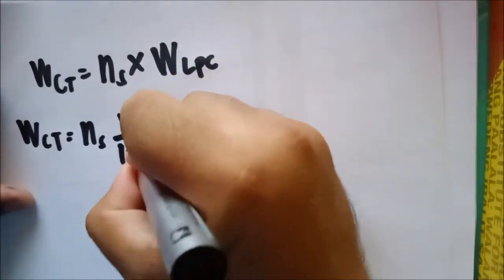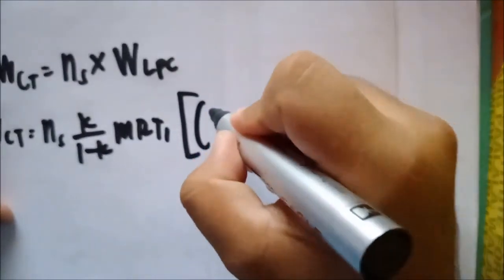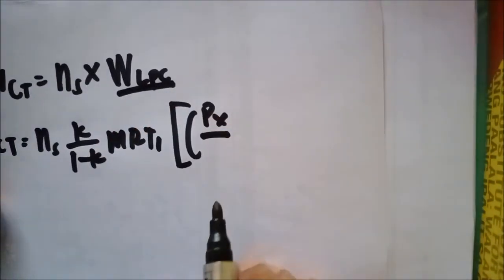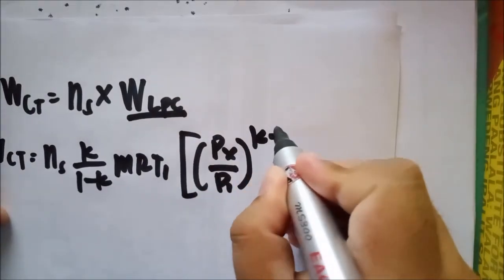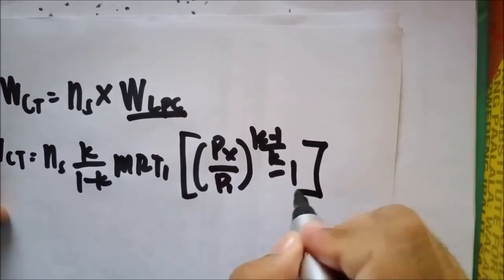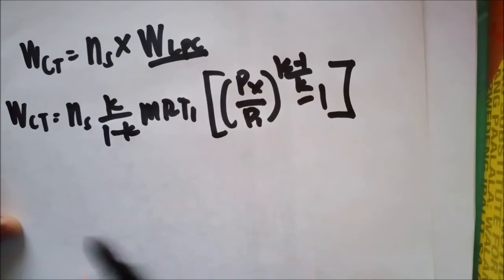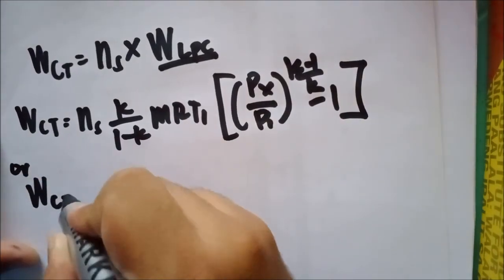So expanding this term using isentropic, we need Px here because we use it to find the work LPC. Okay, so if we are given a value of n, we just use n, polytropic compressor work.